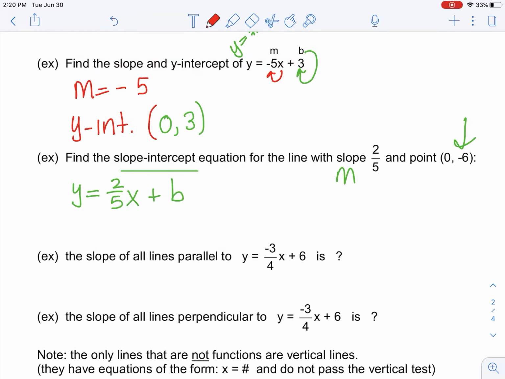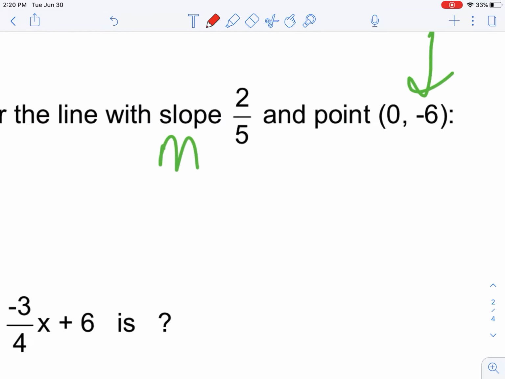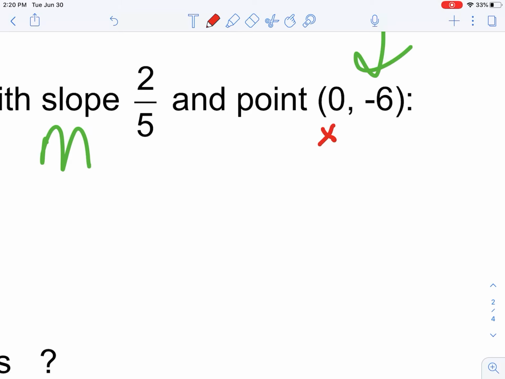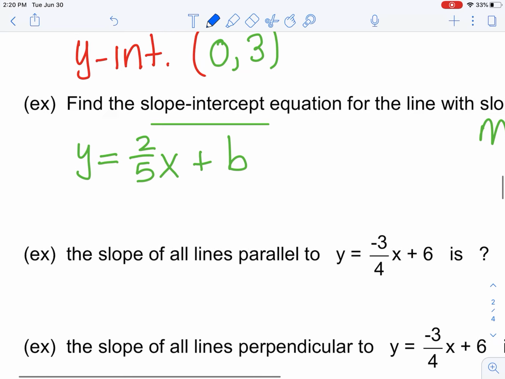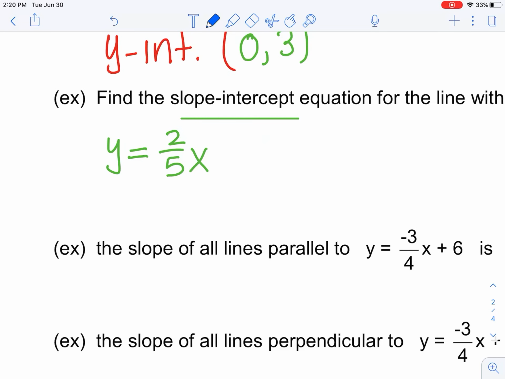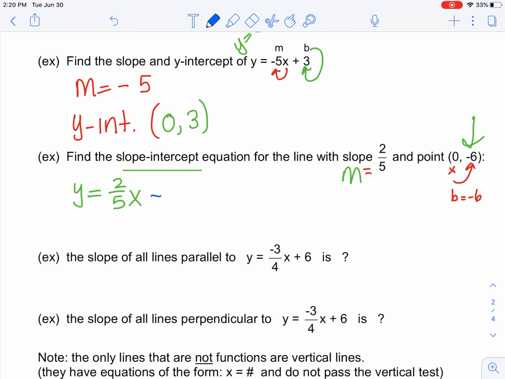But here's the thing. What does this point represent? Well, remember when we said when x is 0, you have a y-intercept? So, because x equals 0, you know your b is -6. So yes, you have your m and you have your b. So I'm going to go ahead and erase that. And in this case, our b is -6. And we know that because x is 0. All right, let's take a look at another one.